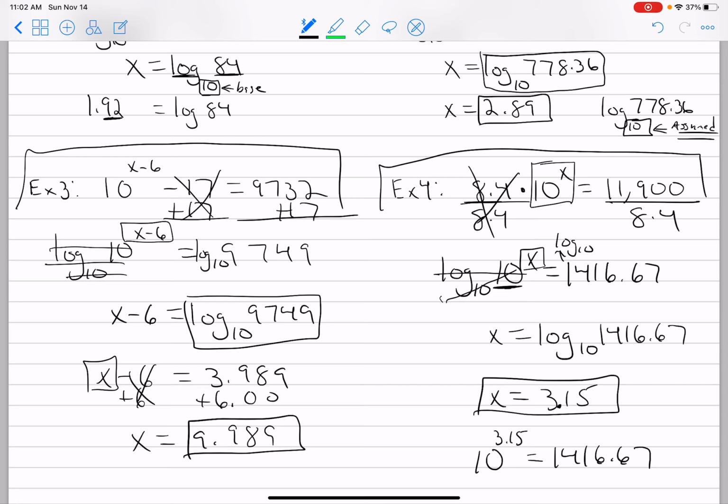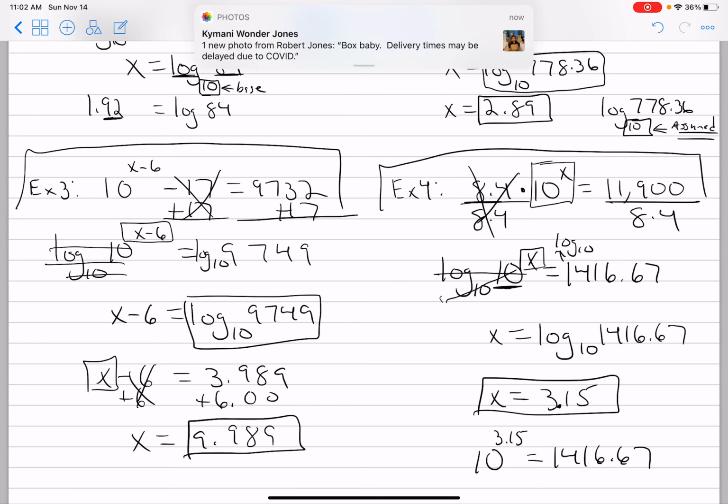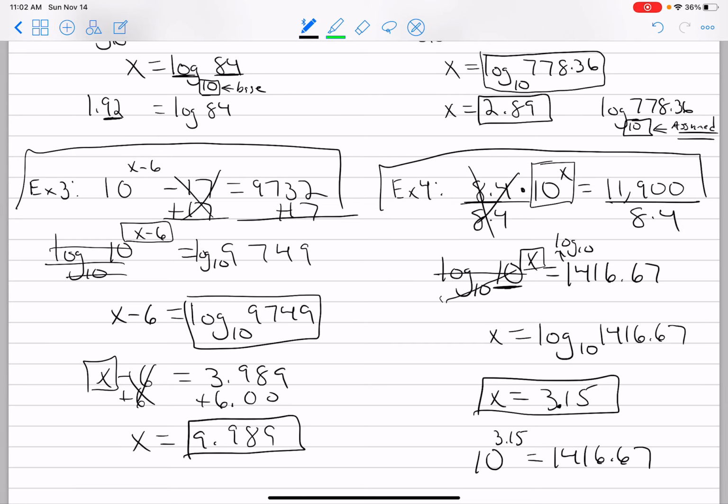Why don't you check it right now? See if that's actually true. I'm going to do it, and you're going to do it as well. 10 to the 3.15 power. Oh, snap. It's about 1412.53. That is close enough. There it is. That's what you got. It's all done.